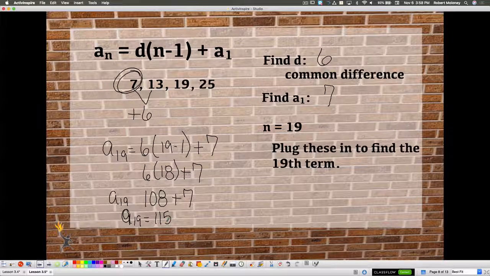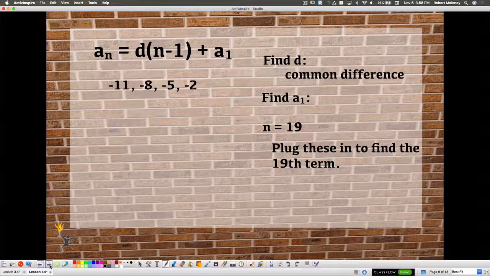Now we've got it. Make sure you have these notes before you move on. This time, I'd like you to identify the first 3 pieces. So pause the video and get that information from your sequence.